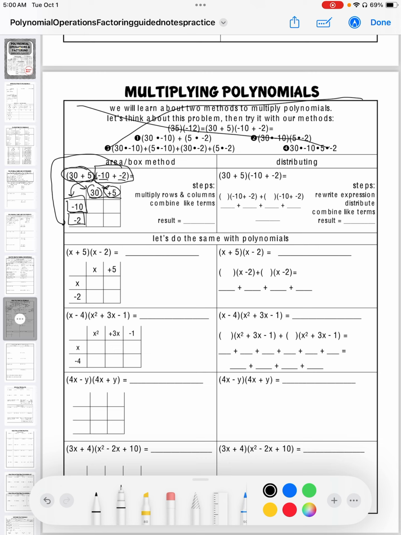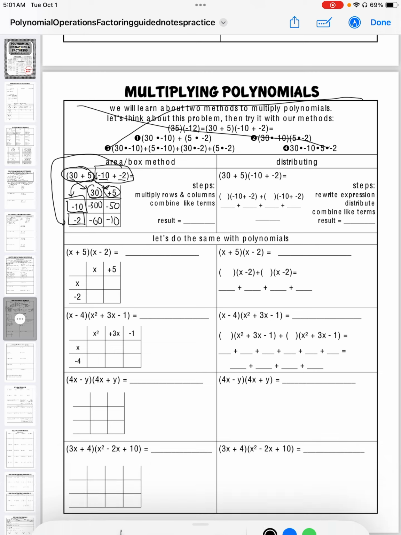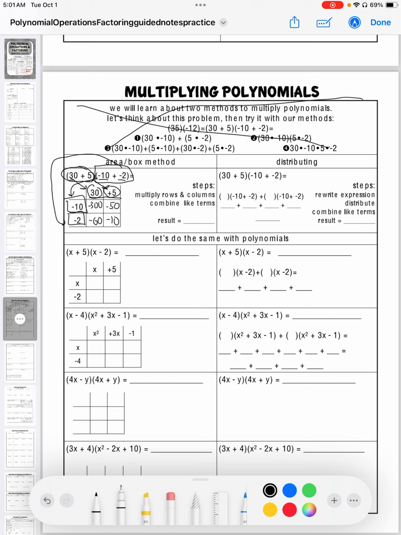So 30 times negative 10 would give me negative 300. 5 times negative 10 would give me negative 50. 30 times negative 2 would give me negative 60. And 5 times negative 2 would give me negative 10. Then we combine like terms. Well, for these ones, these are all numbers, so they're all like terms. Negative 300 minus 50 minus 60 minus 10 would give me negative 420.